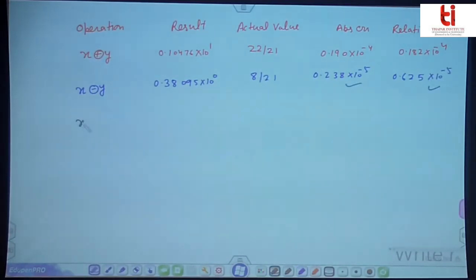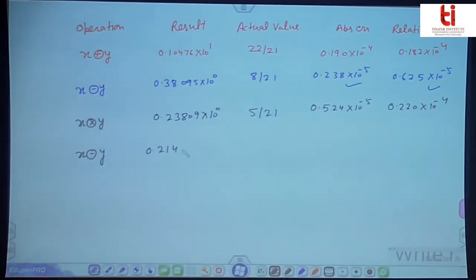Similarly, for multiplication, you are getting the value as 0.23809 into 10 raised to the power 0, and the actual value is 5 upon 21, and the absolute error is 0.524 into 10 raised to the power minus 5, and the relative error is 0.220 into 10 raised to the power minus 4, and division is 0.21428 into 10 raised to the power 1, it is 15 upon 7, 0.571 into 10 raised to the power minus 4, and relative error 0.267 into 10 raised to the power minus 4. So you can verify results by yourself.